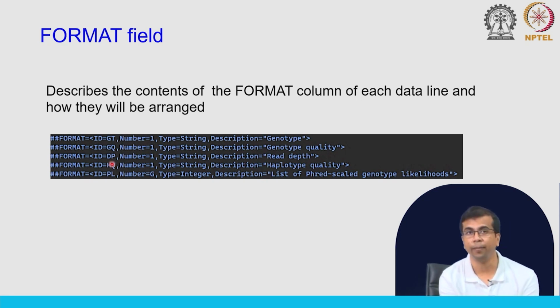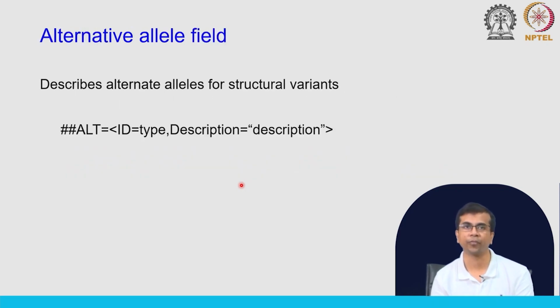We have some ID that is given, then you have the number, whether we can expect a number or it can be a G, you can see. So, individual value for a genotype. Then type is integer, description list of Phred scale genotype likelihoods. Okay. So, again this will describe what you are describing with these IDs. This description is very important to understand the data.